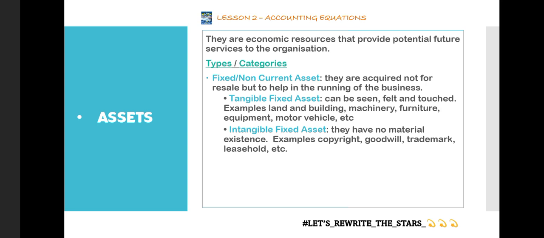Another example is machinery. Machinery is maybe the big equipment they use in production. So this equipment is also not for sale.